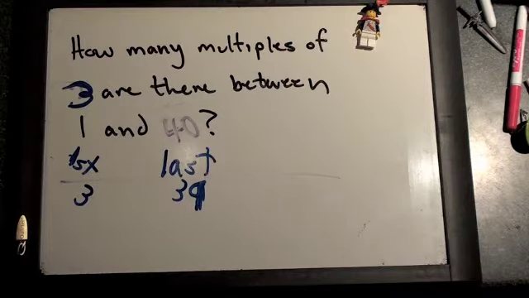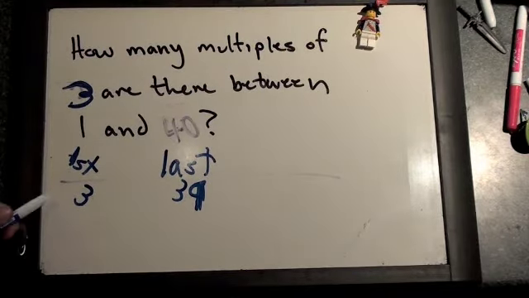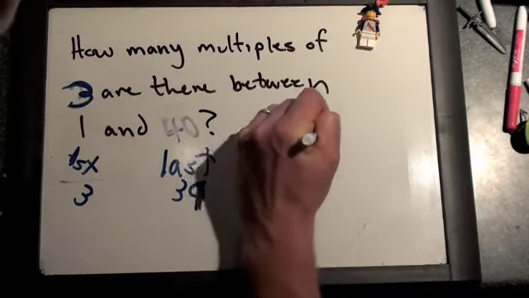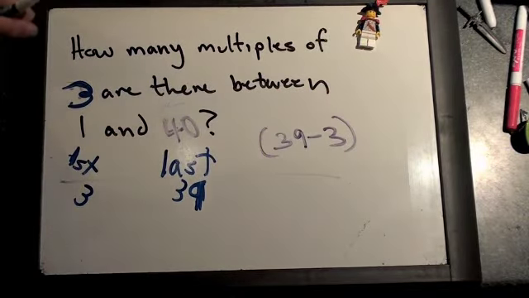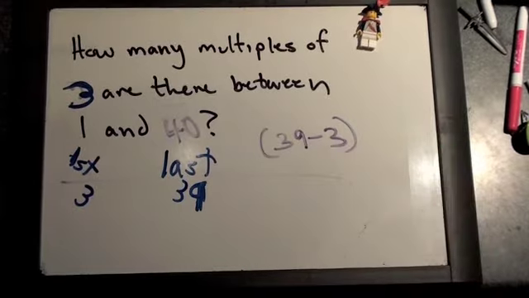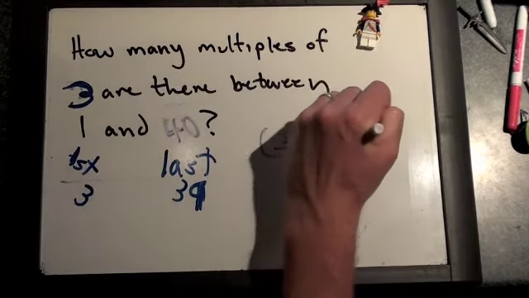Do you remember our little formula for doing this? We take the first number and the last number. We take the last number minus the first number. So we take 39 minus 3, and what do we do with that number? It's 36. Right, but what do we do with this number? We divided by 2 when we were looking for multiples of 2. Now, for multiples of 3, we divide by 3.